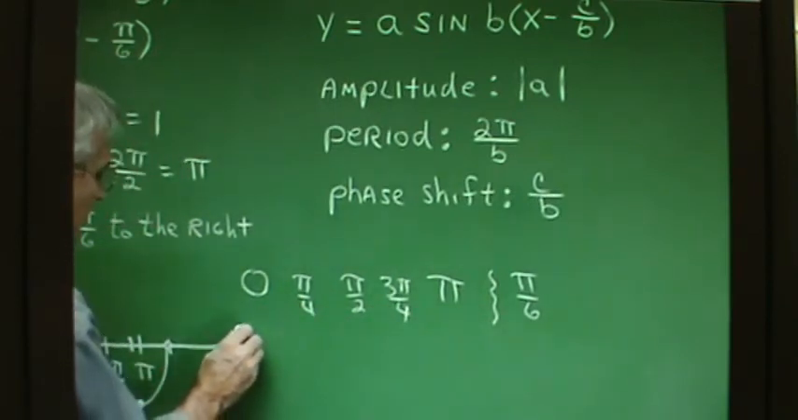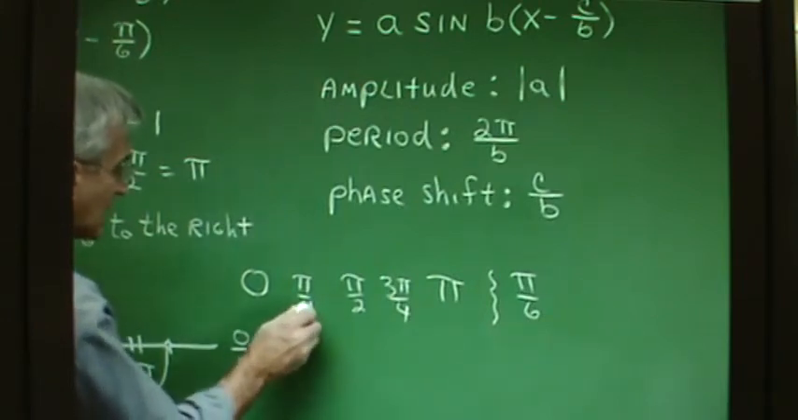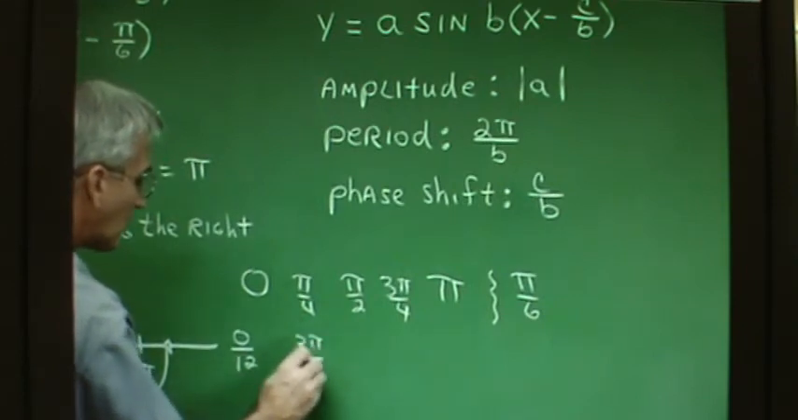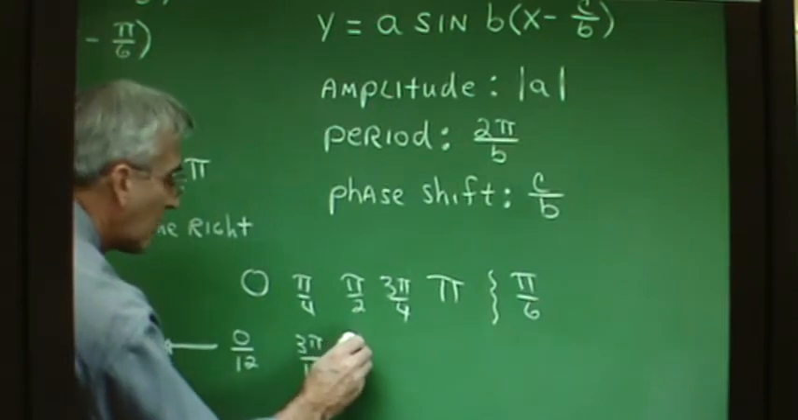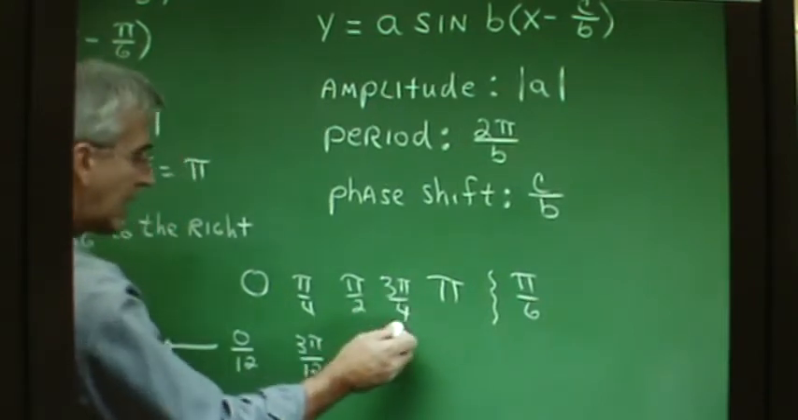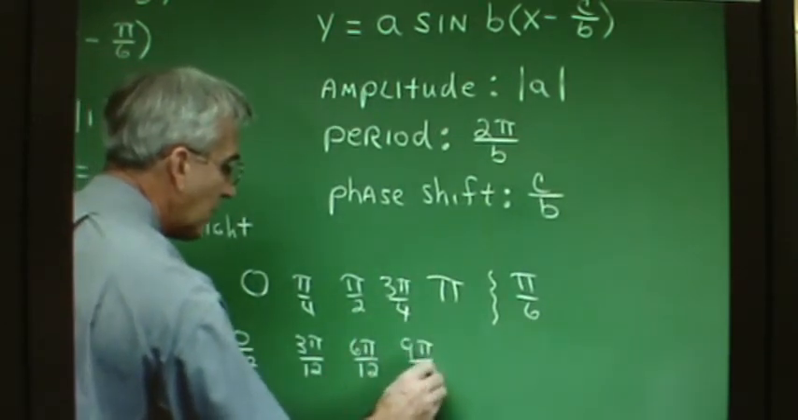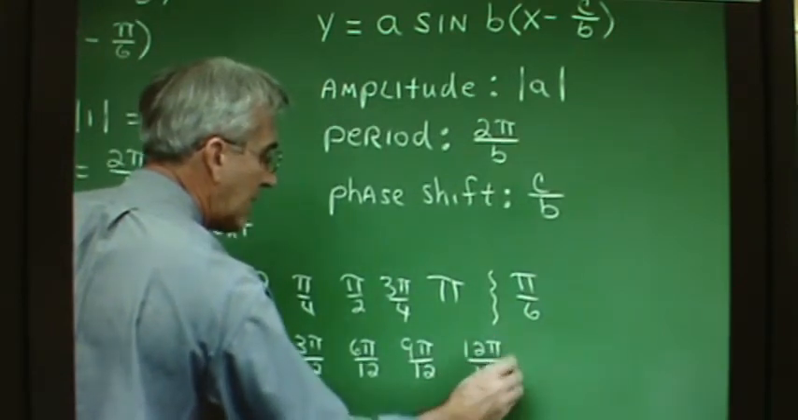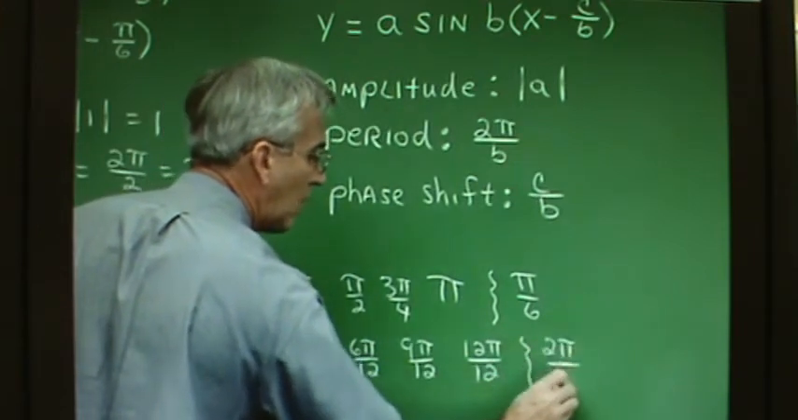And so I'll think of this as 0 over 12. And I'll think of pi over 4 as, well, I'm multiplying by 3 over 3. So it's 3 pi over 12. And then here, pi over 2 is, in terms of 12, 6 pi over 12. And I'm multiplying this by 3 over 3, so it's 9 pi over 12. And this is 12 pi over 12. And I think of pi over 6 as 2 pi over 12.